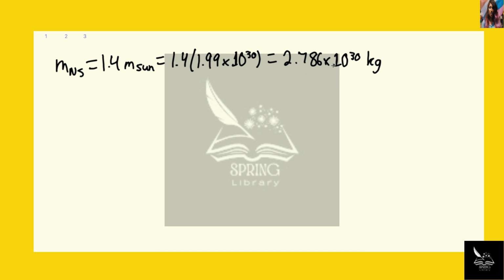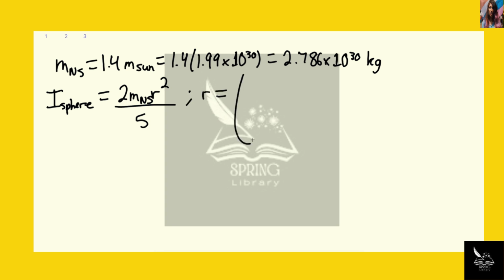Now, from this, we can say that I, for a sphere, is going to be equal to 2 times the mass of the neutron star, r squared, over 5, which simply means that r is going to be equal to 5 times the moment of inertia divided by 2 times the mass of the neutron star, all to the 1/2 power.